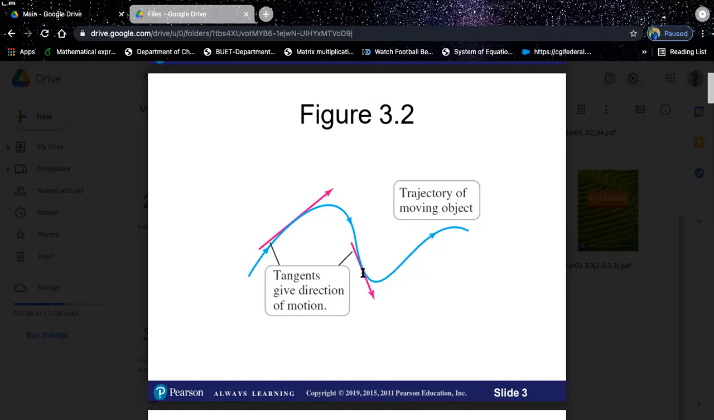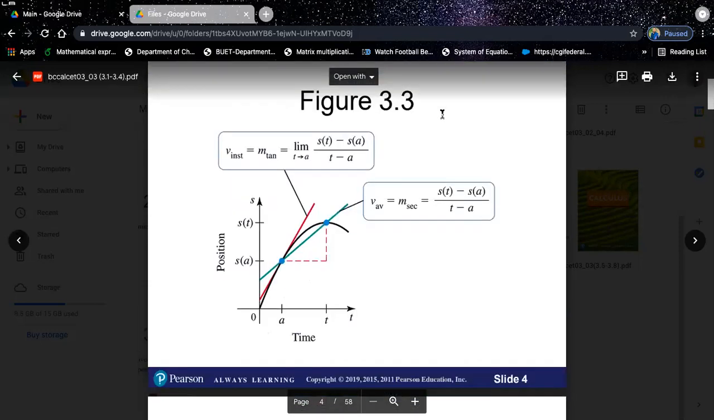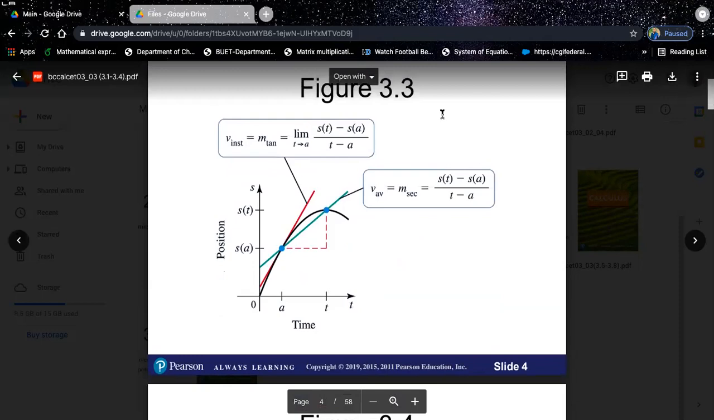For example, if you are just at this position where I have the cursor, and you draw a tangent line there, you can see the tangent line is showing us this way. That means at this particular position, you are heading towards this direction. That means the trajectory of the moving object can be found from the tangent. We'll see more of this. Let's see what we have next, and if we need, we'll come back to that.